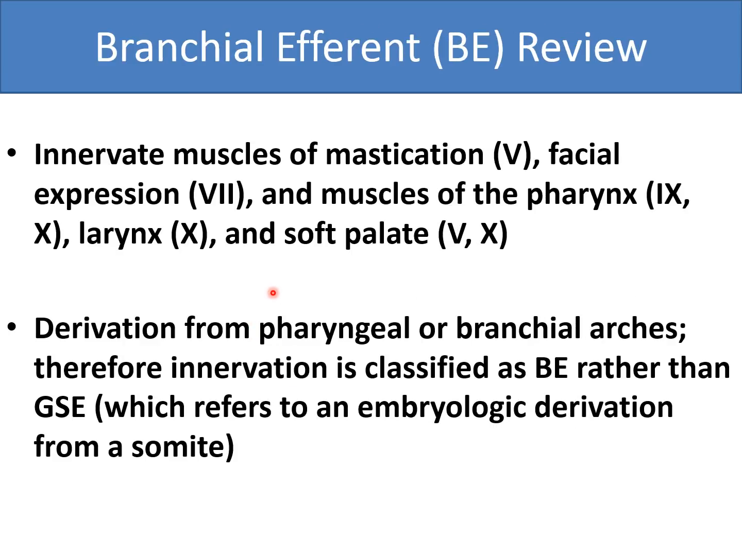The branchial efferents involve cranial nerves 5, 7, 9, 10, and they control a variety of movements of mastication, facial expression, and muscles of the pharynx, larynx, and palate. Derivation from these arches is classified as branchial rather than general somatic efferent because it's tied to the derivation from a somite.